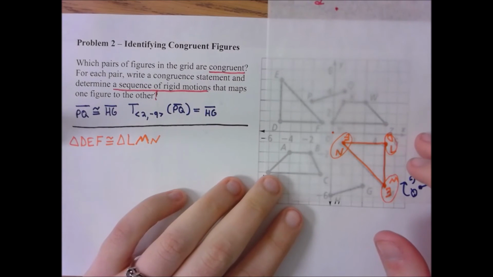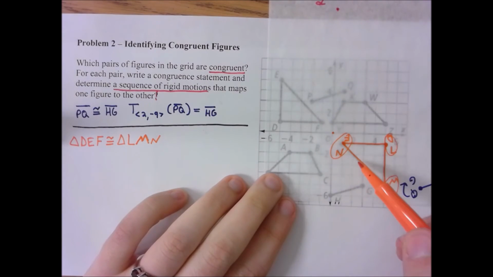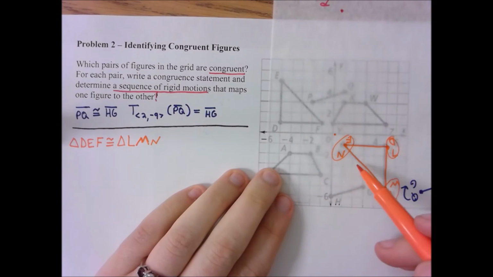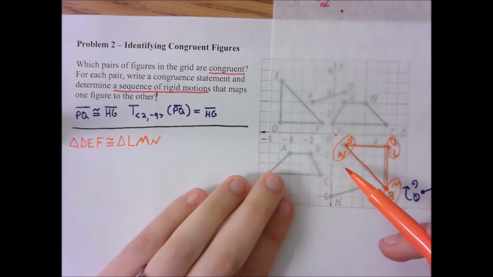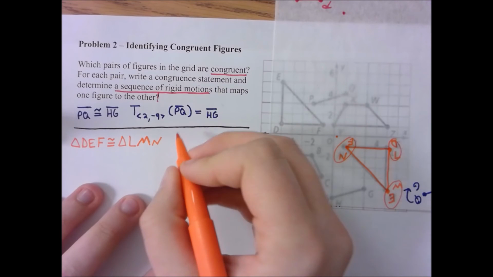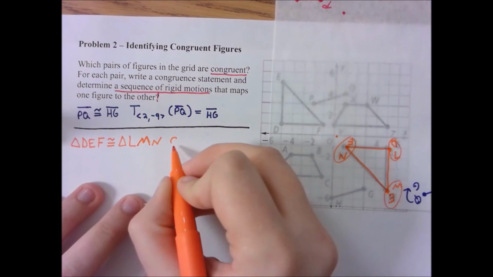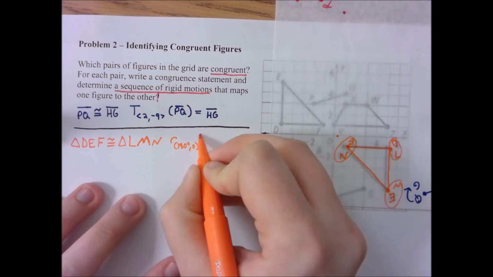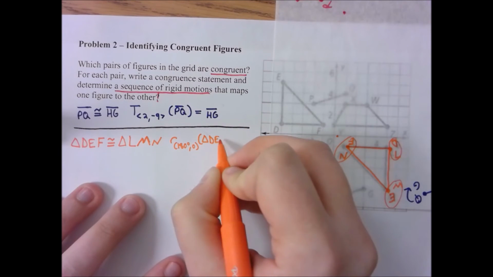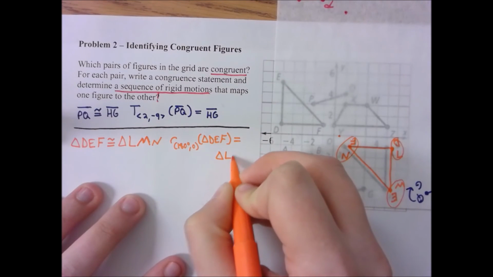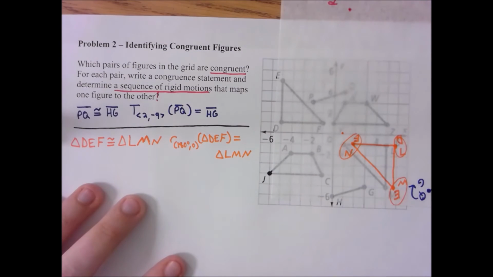Okay, so again, we said that that was just a rotation 180 degrees around the origin. Now notice I went this way, that's clockwise. But would it matter? Counterclockwise and clockwise, 180 degrees will get us in the same place. Just a side note. So we're going to write rotation 180 degrees about the origin of triangle DEF equals triangle LMN. Sorry, I was running out of room there.